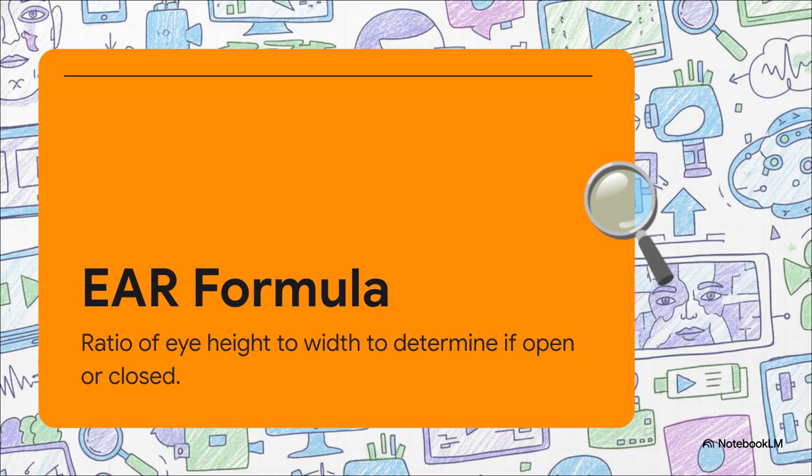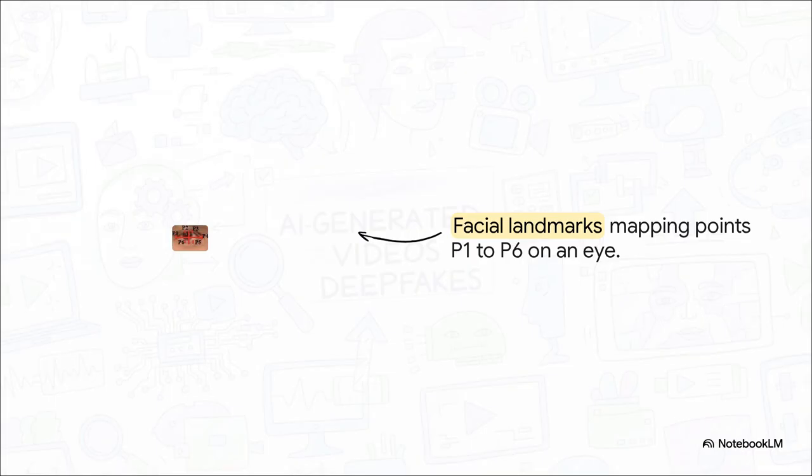It's basically a mathematical calculation of the distance between the height and the width of a person's eye in any given frame. It allows software to objectively determine beyond a shadow of a doubt if an eye is open or closed at any given millisecond. Check out this breakdown to see exactly how it works.